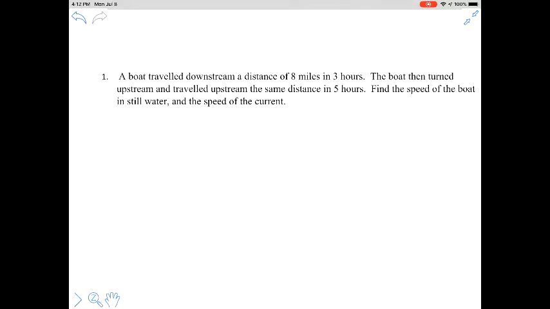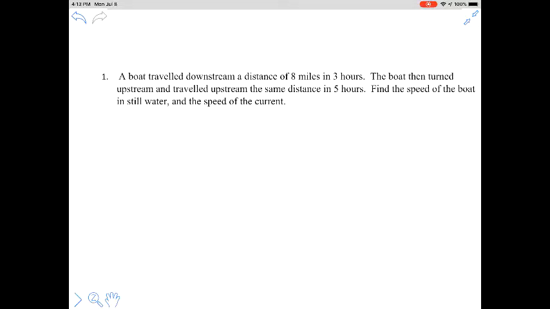You've seen one kind of like this, right? Right. What else have they done this with? Not just boats. What else could they do this with? Planes, like a plane traveling against the wind and with the wind. Train. Possibly a train. Cars.